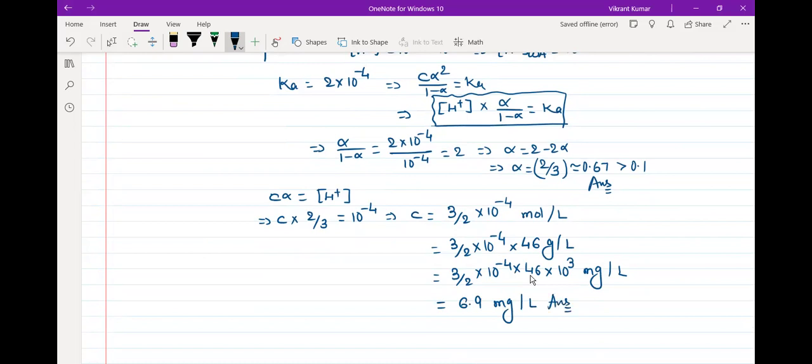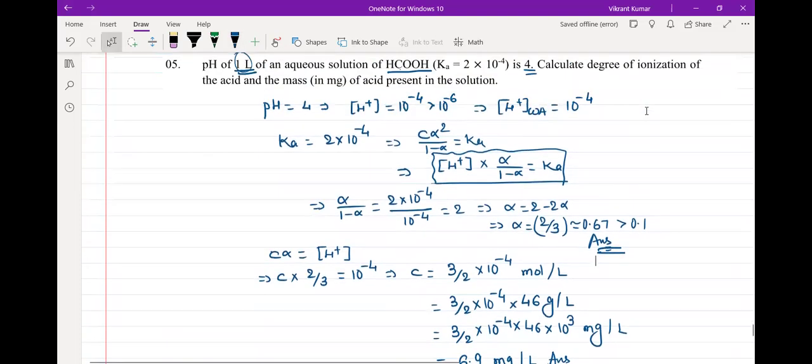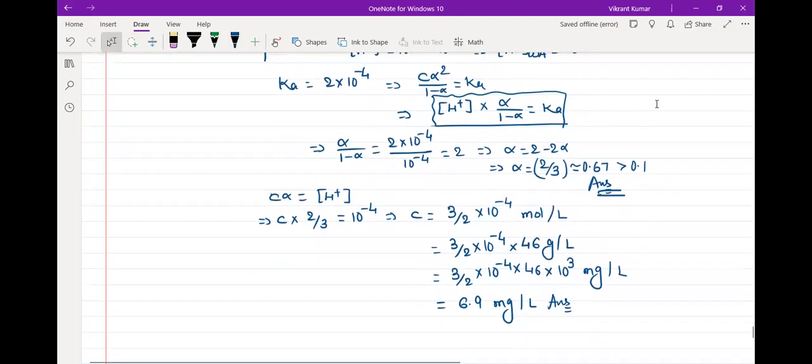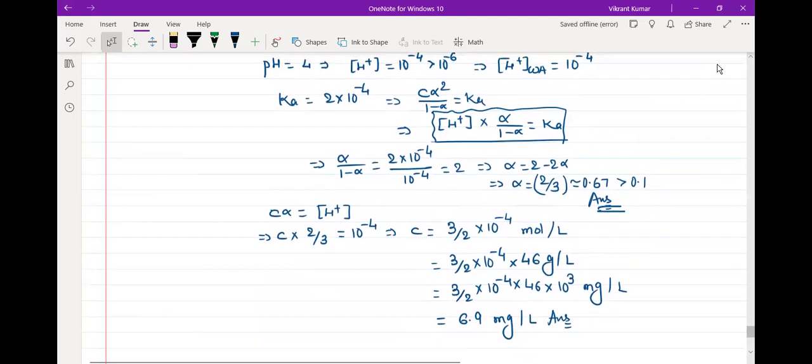ये दो answers हो गए. एक तो alpha पूछा था और एक how many milligrams of HCOOH is present in the solution, है. This is the answer. Any doubt in this part? Any doubt?